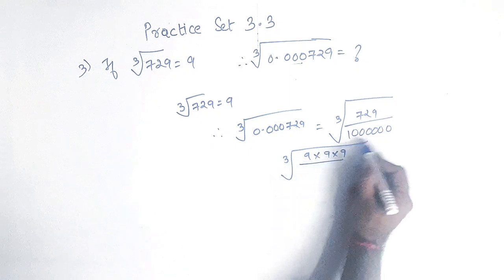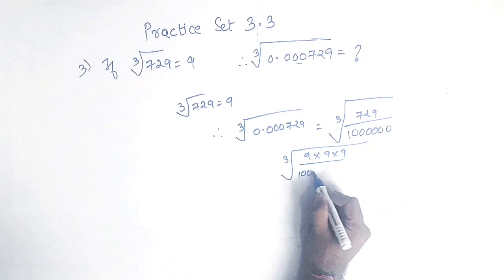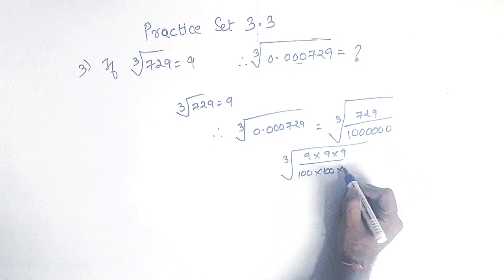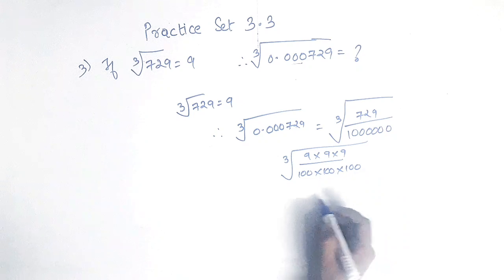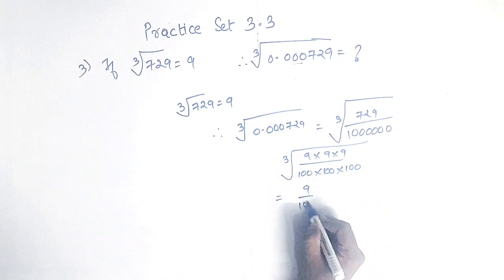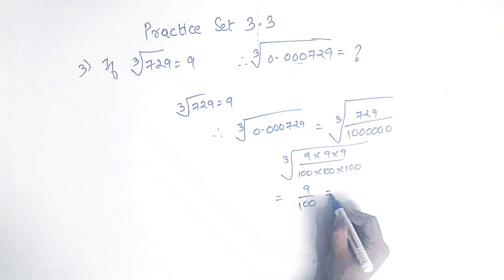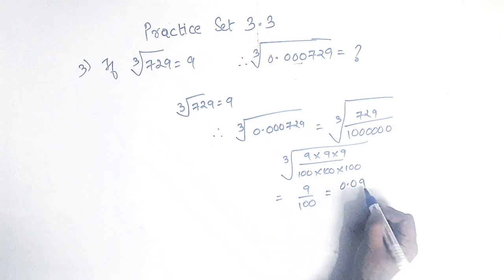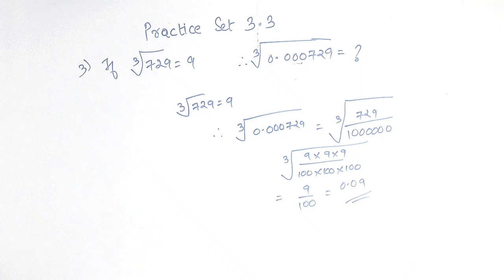Okay, and here 10 lakhs means 100 into 100 into 100. Okay, so outside the root sign it will be 9 upon 100. So this is your answer. 9 upon 100 is 0.09. Okay, very simple. So with this we complete our practice at 3.3.